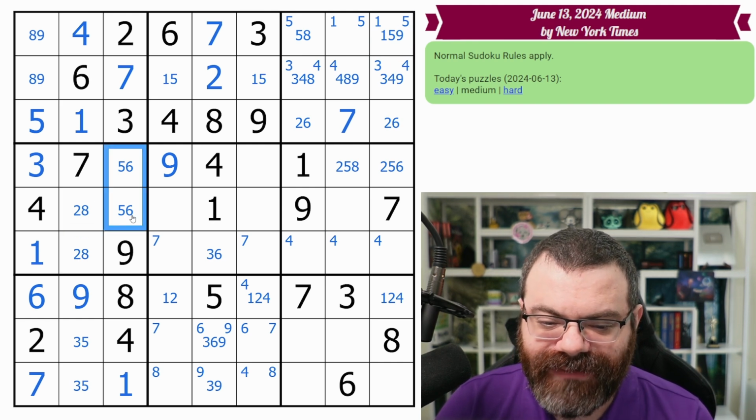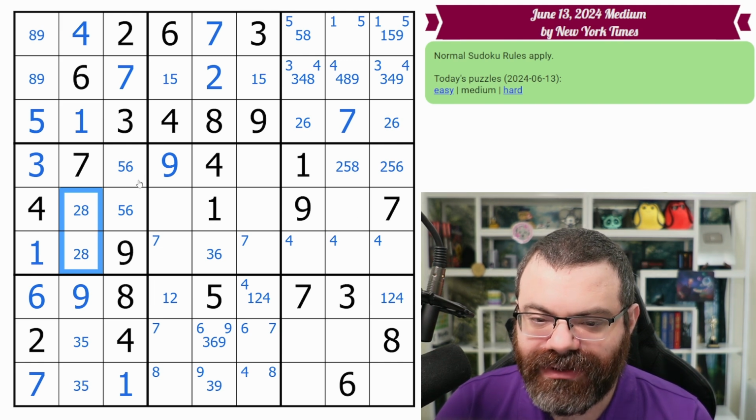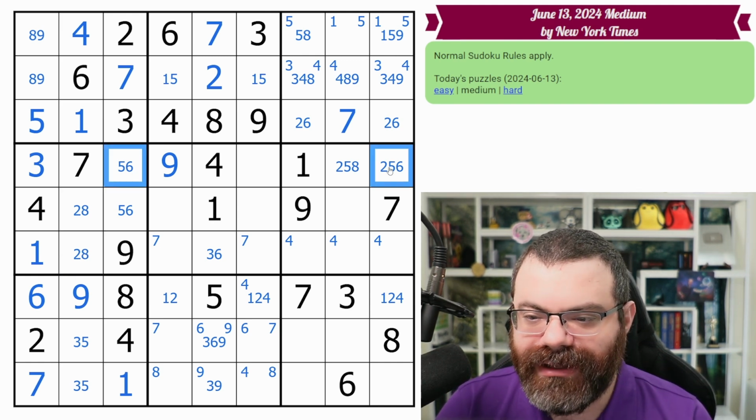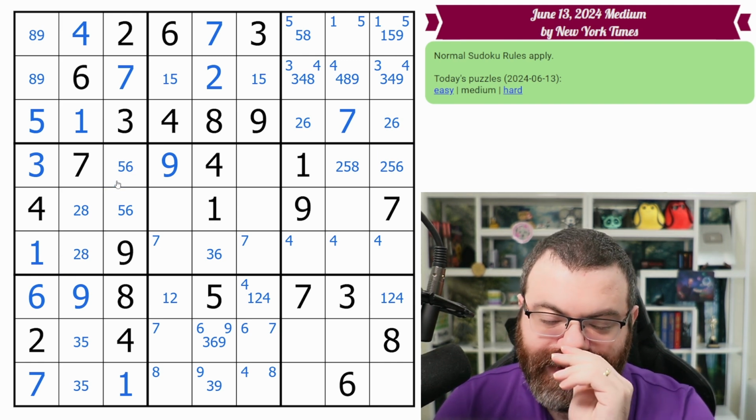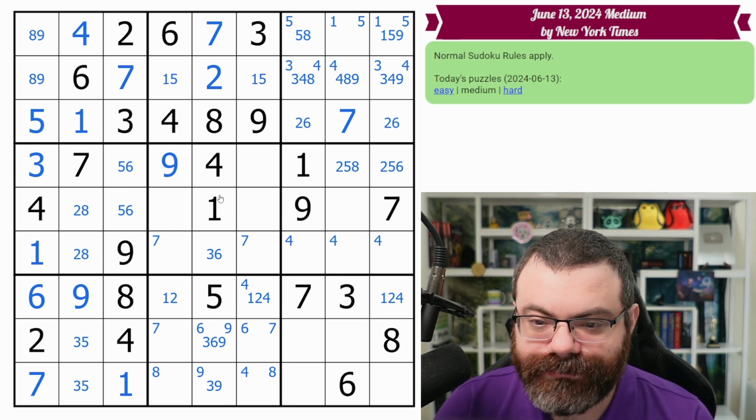We have the 2-8 pair and the 5-6 pair. Those are respected. We can check to see if there's any pairs made horizontally by coincidence, like this 2-5-6 and this 5-6 was almost a pair, but not quite. Nothing there. Let's look at this box here.